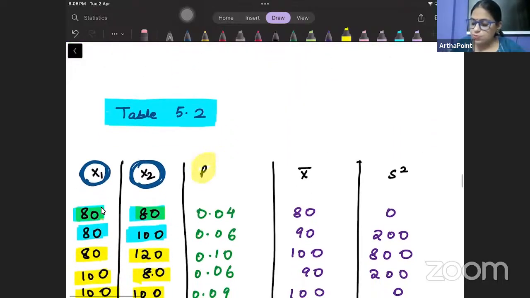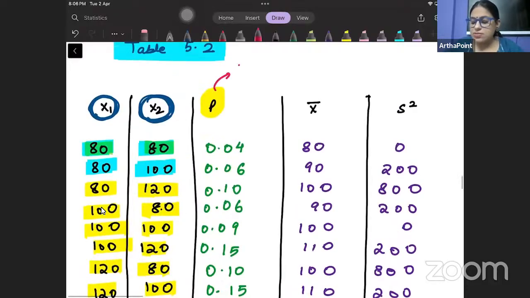Now, beta, how is this probability calculated? In order to calculate this probability, this is simply the probability of x1, x2. This is the joint probability.